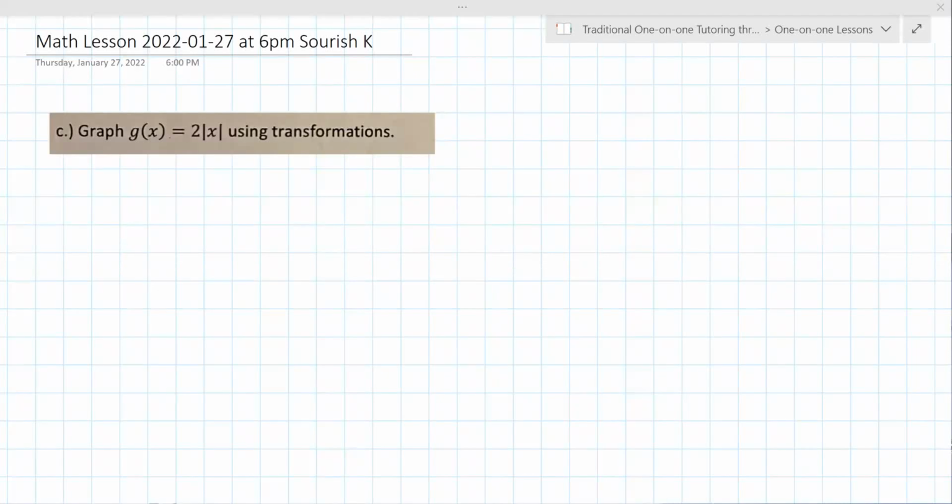2 times the absolute value of x using transformations. So we're going to graph. The parent function is the absolute value of x. And this 2 out front, it's a vertical stretch. Vertical stretch by 2. Okay, so just like before, we're going to make 2 tables.